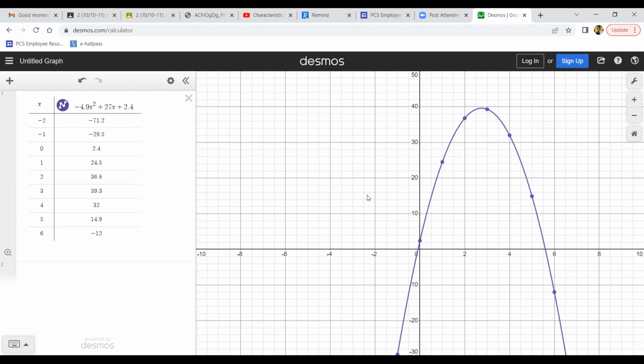Does that make sense? We're good with that. Okay. Now, once I graphed it on the table, it gets rid of the equation. Like the way that we typed the equation is gone.